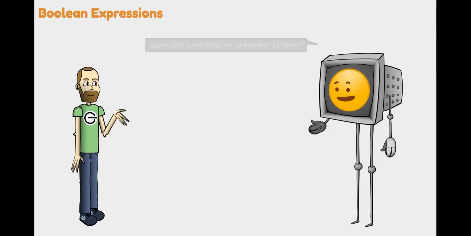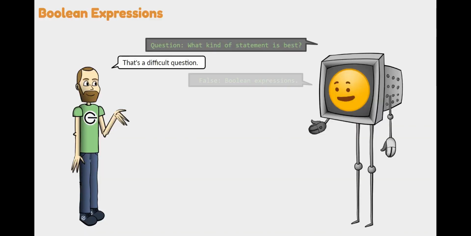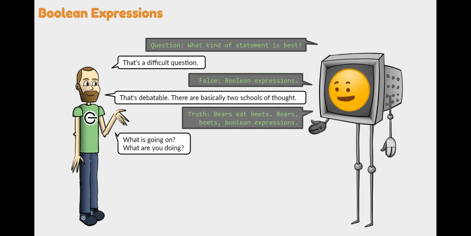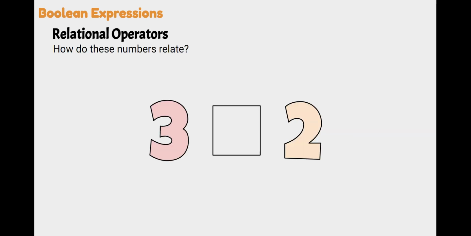Did you ever notice that sometimes when you have a conversation with somebody, it's just easier to speak in true-false expressions? In computer science, these are known as Boolean expressions, and we are going to see how to create them. Here we see two numbers, a 3 and a 2, with a box in the middle. We want to know how these numbers relate. Go ahead and draw a symbol in the box that shows how 3 relates to 2.